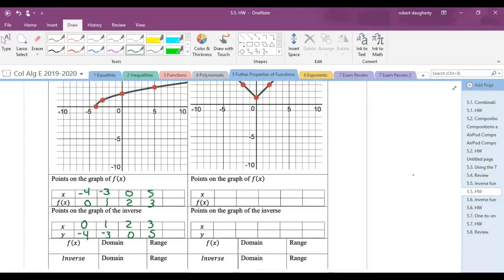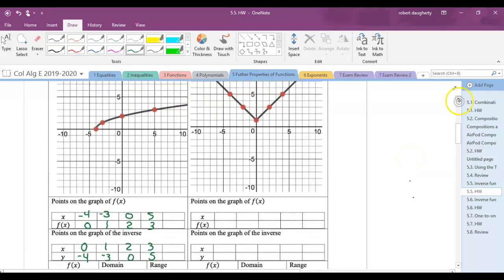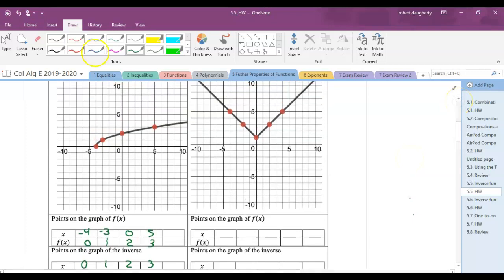So I can graph the inverse now, just by looking at those points. So those points are what? 0, -4, which is right here. 1, -3, 2, 0, and 3, 5. Okay? So what I see this function doing is this. Turn your head to the right. Does it look symmetrical? It does, okay?